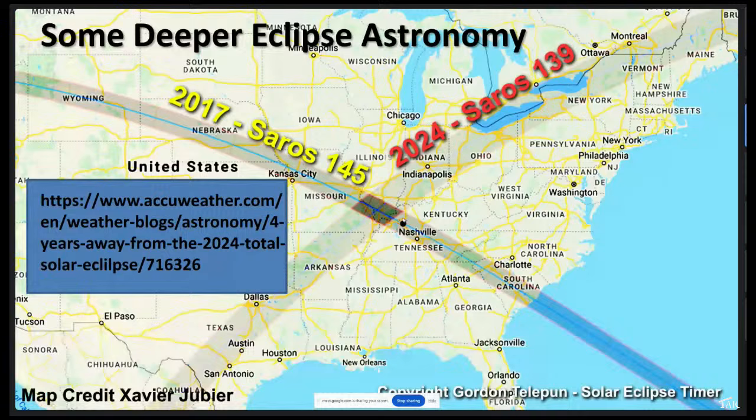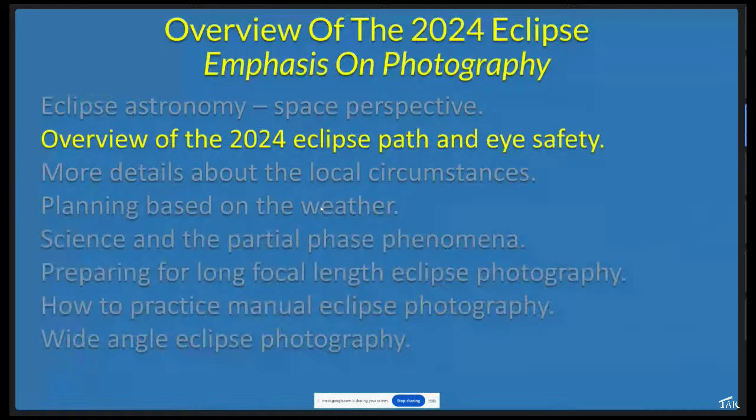The other thing that's interesting about the 2024 eclipse is that it crossed the 2017 eclipse, which are both from different Saros cycles. And this is a pattern that has happened many, many years in the past, and it'll happen many, many years in the future. And I wrote a blog article for AccuWeather that discusses the nuance of this cross and what it means for the Saros cycle. And Molly has the hyperlink to that.